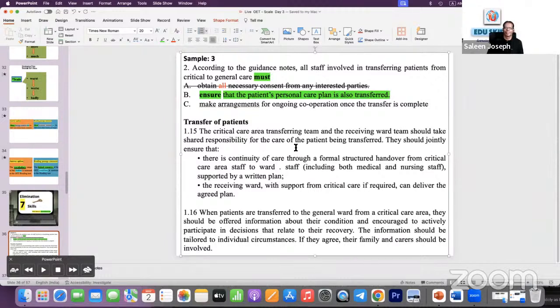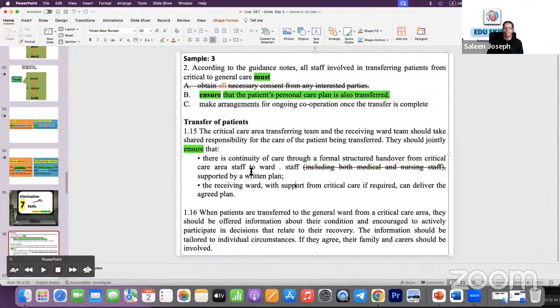Let's see. Okay, where do you have a modal verb here? You have ensure here, right? Ensure. In the text: ensure that the patient's personal care plan is also planned. If it is the personal care plan, you can eliminate this, what is within the brackets. Not essential to identify the answer.